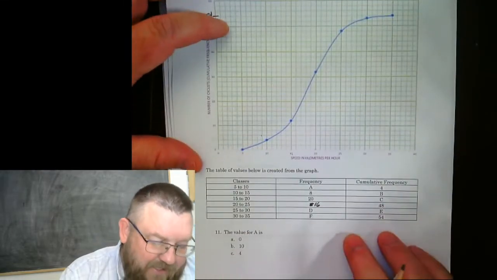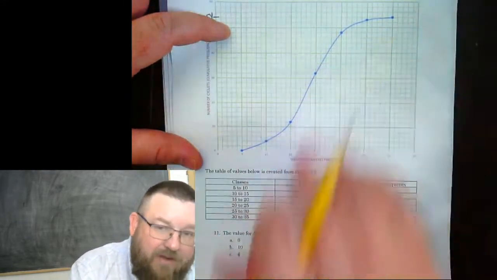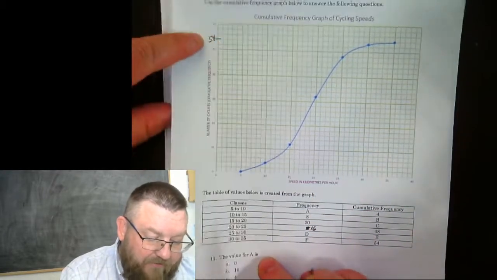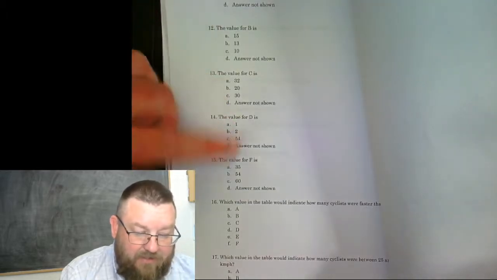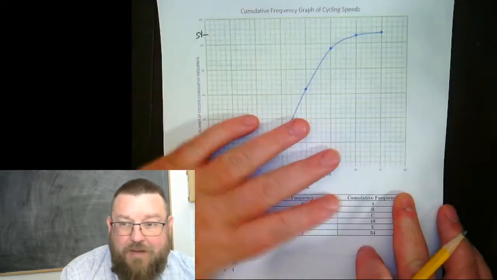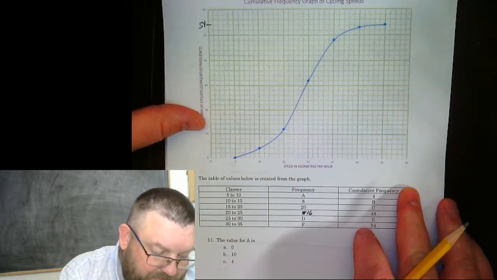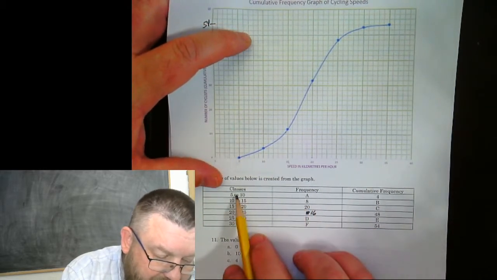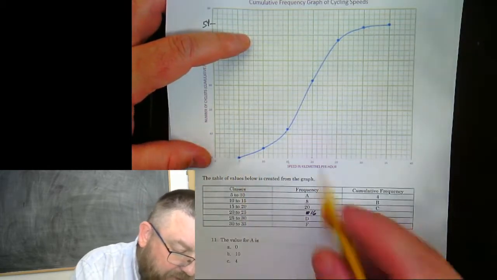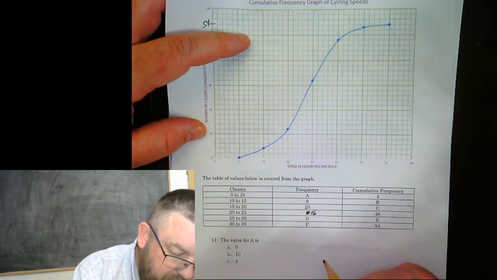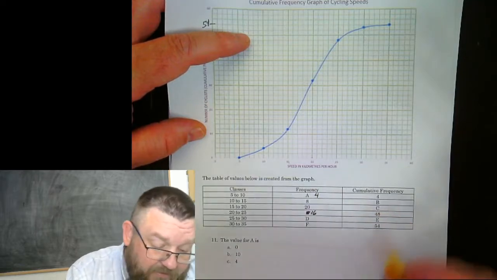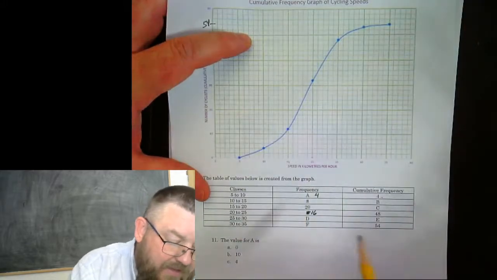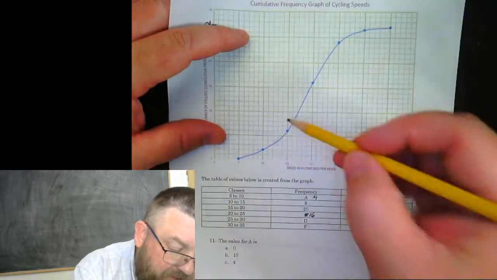All right, so now, a table of values below is created from this graph. They took this graph and they created this table. Now it's going to ask us to figure out the value of A, B, C, D, and so on. So let's go ahead and do that right now on the paper, and then go through and select our answers. The frequency from 5 to 10, well, that's 4. That makes sense because it tells us right here the cumulative frequency is 4 up to the end of the first class. So that matches. Now between 10 and 15, the answer is 8.